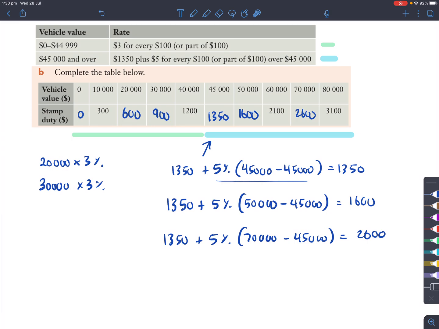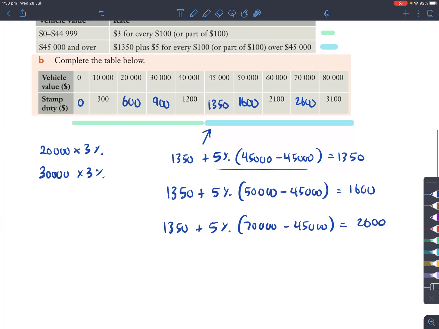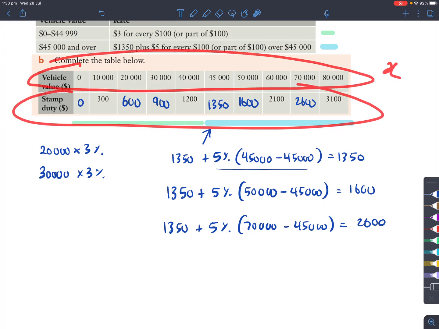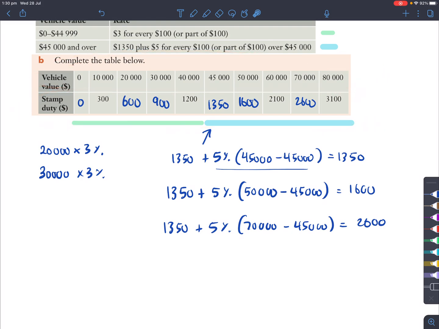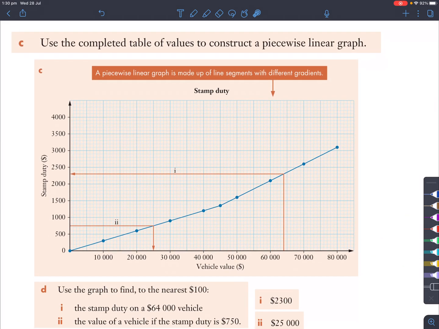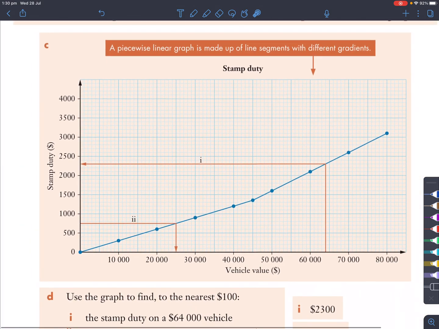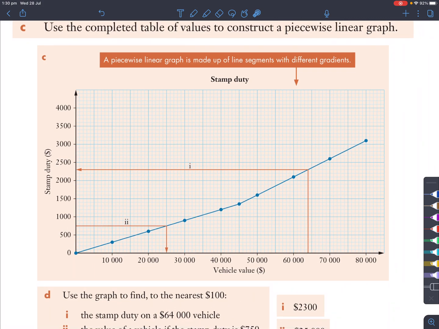Now the next question is asking for us to graph vehicle value versus stamp duty. So this goes on the x-axis, this goes on the y-axis. What they've done here is that every smaller square down here goes up by 1,000. So 10 squares give you 10,000, another 10 squares give you up to 20,000, and so forth. So the stamp duty is graphed versus the vehicle value. Let's just say we graph that out, and that's the blue line.